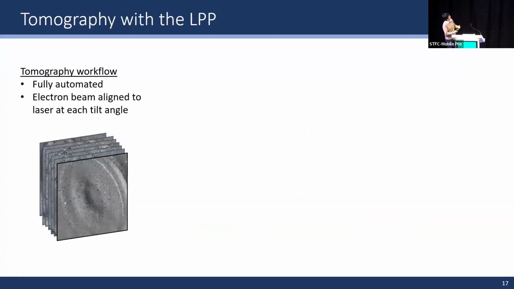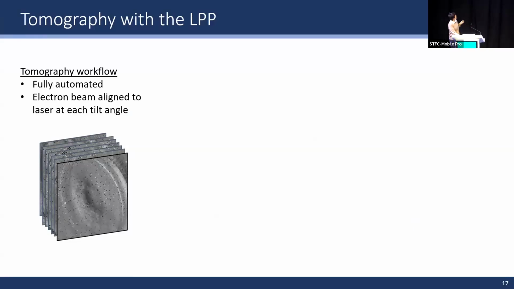On with tomography, we've developed a workflow that is also fully automated. One thing we were uncertain about is when we tilt the sample, how that would affect our laser alignment. We've developed a protocol where we can still align the laser, align the electron beam to the laser at each tilt angle and reliably get 90 degrees within a tilt series.